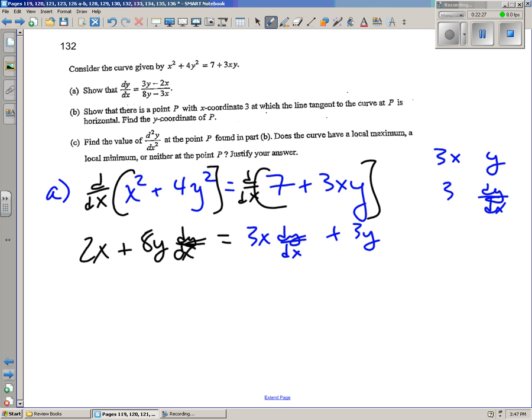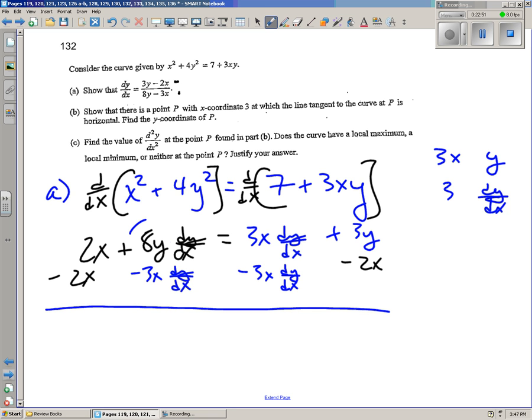I want to move all my dy dx's to one side. So I want to move the 3x over. And I will move the negative 2x over to the other side. And I'm doing this because if you look, I want a 3y minus 2x and I want an 8y minus 3x to get our final answer here. So let's see.